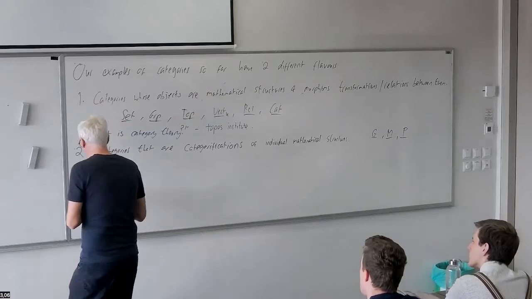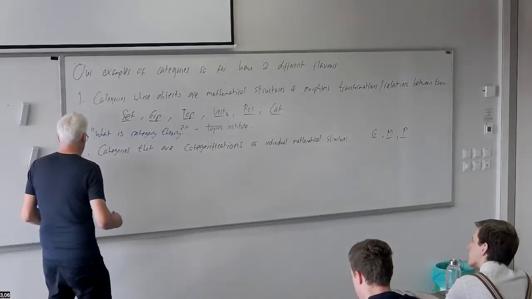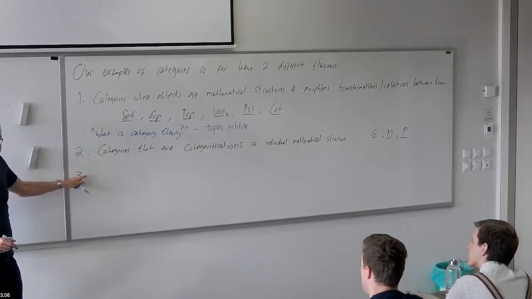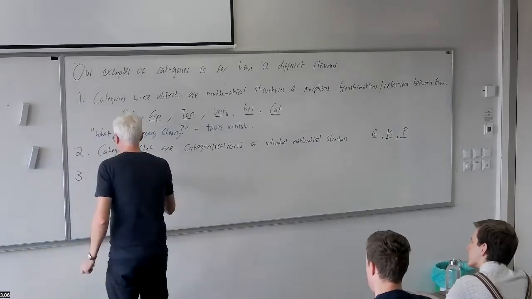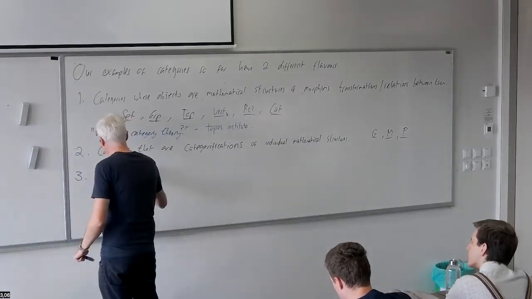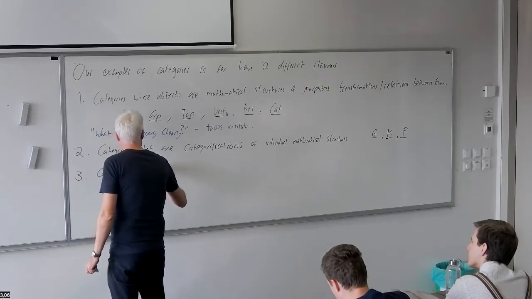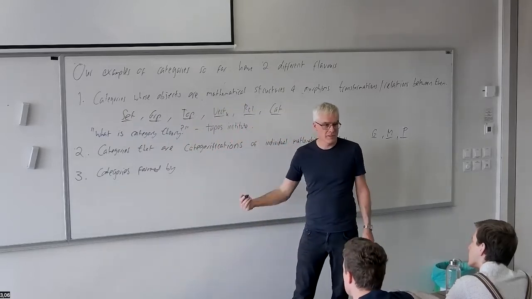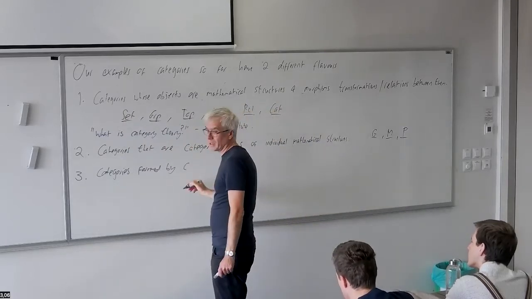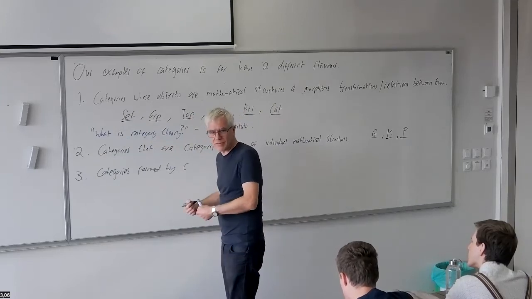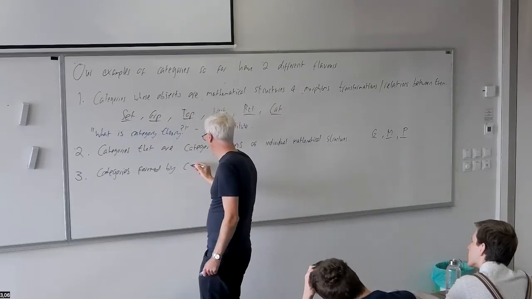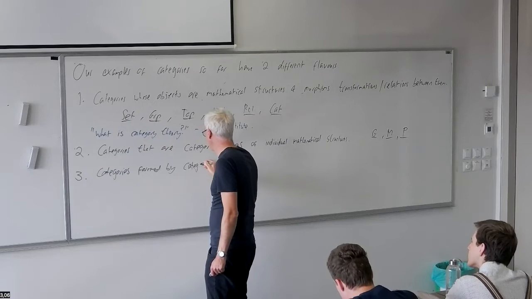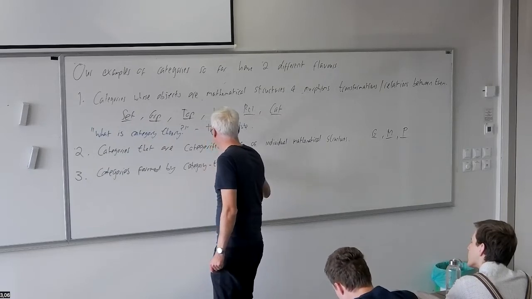I'm now going to start, and throughout the course we're going to see lots and lots of this third source of categories. And this is categories formed by constructing new categories from existing categories, or by applying constructions we have on categories. So, categories formed by category theoretic constructions of new categories from old.